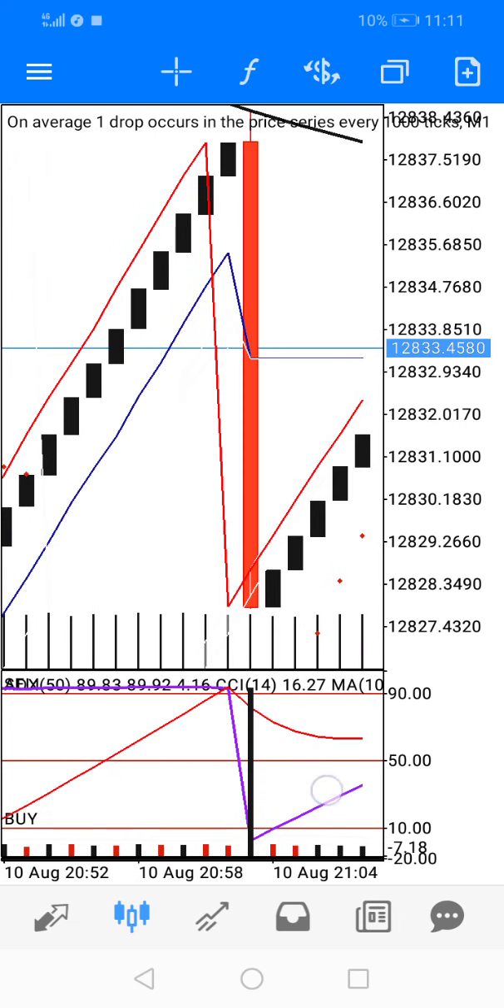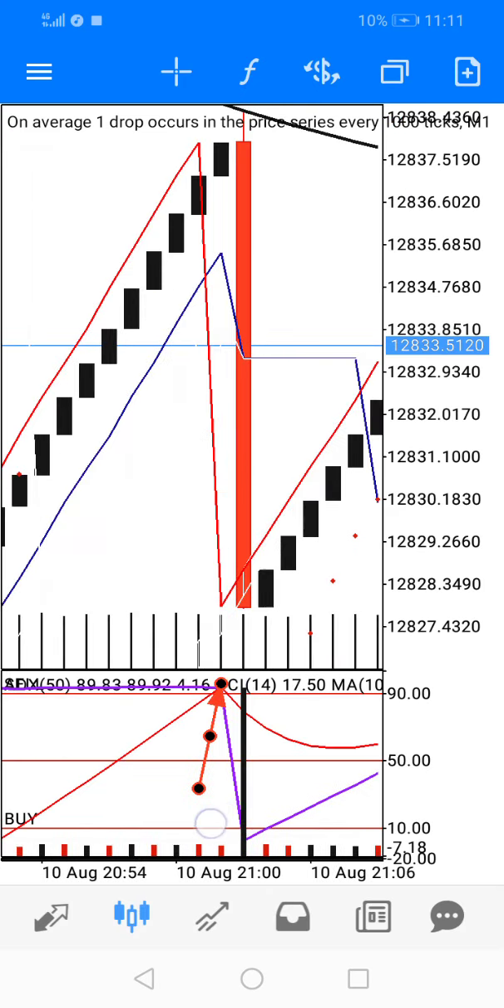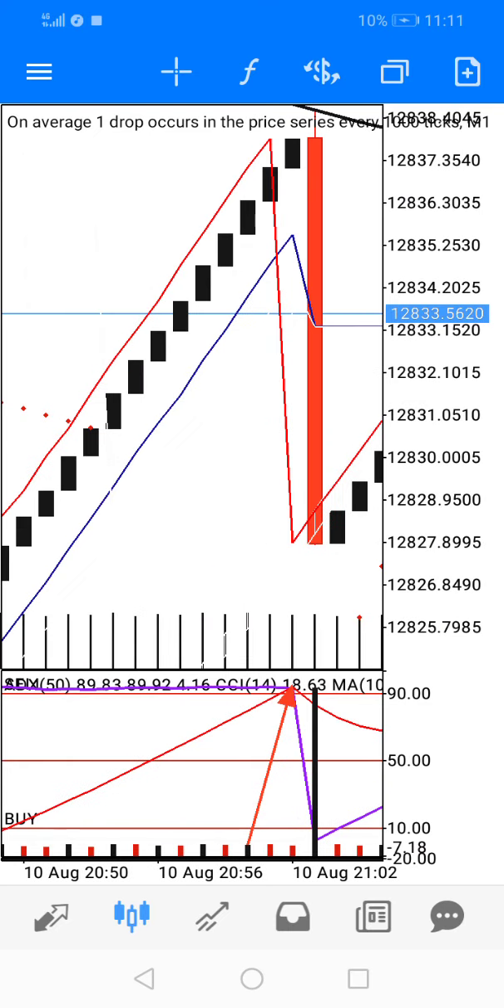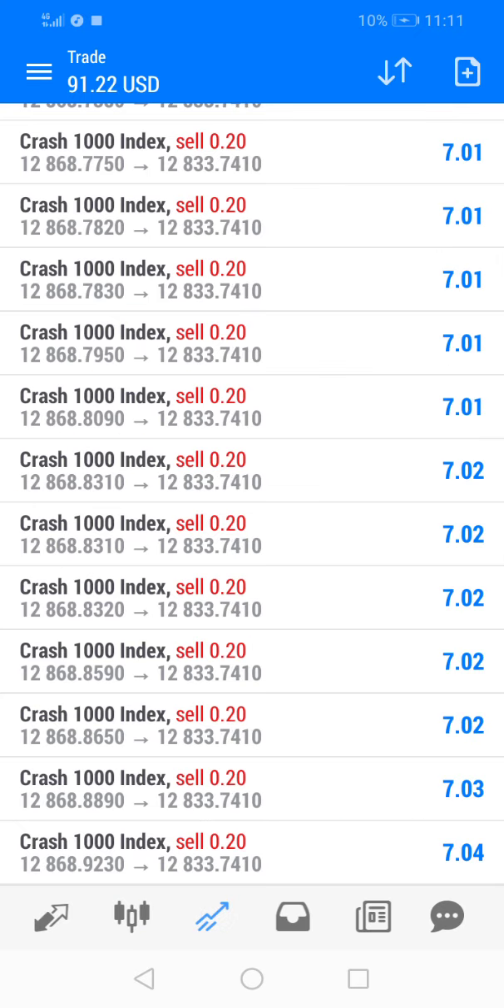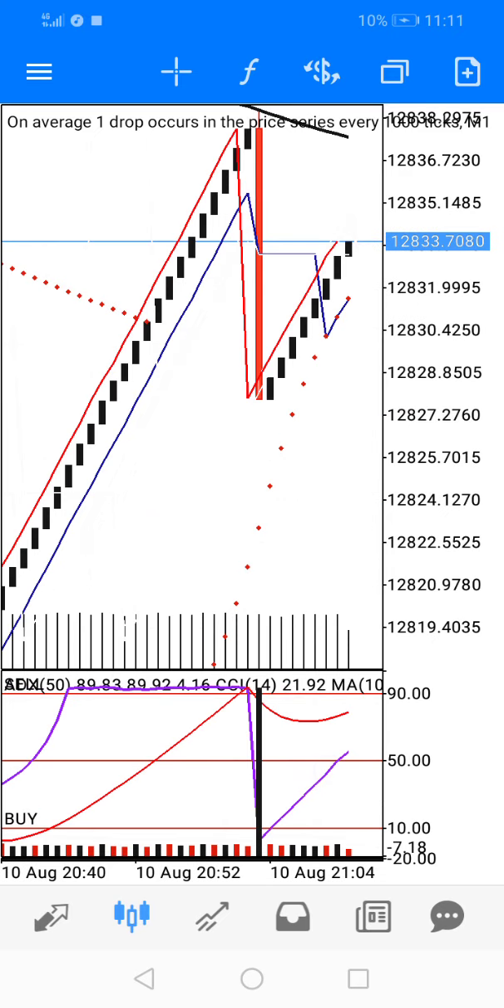This is actually the strategy that I was trying to show everyone. When you see these lines cross, you buy. You sell on... this is Crash. On Crash you sell, on Boom you buy.